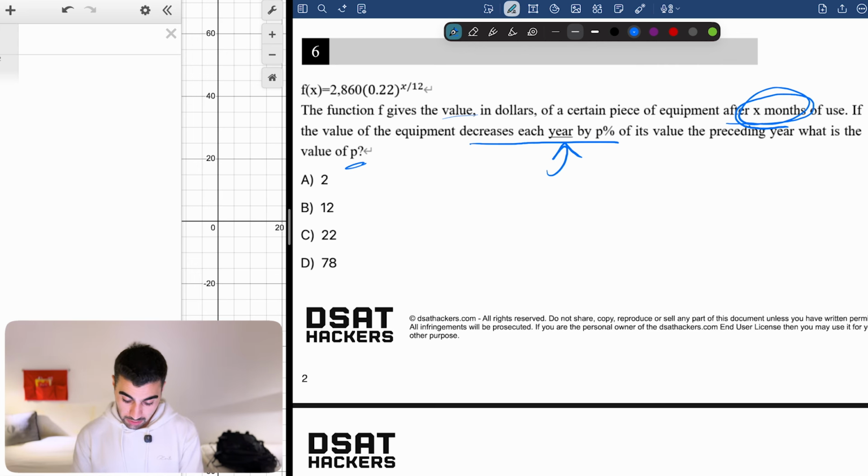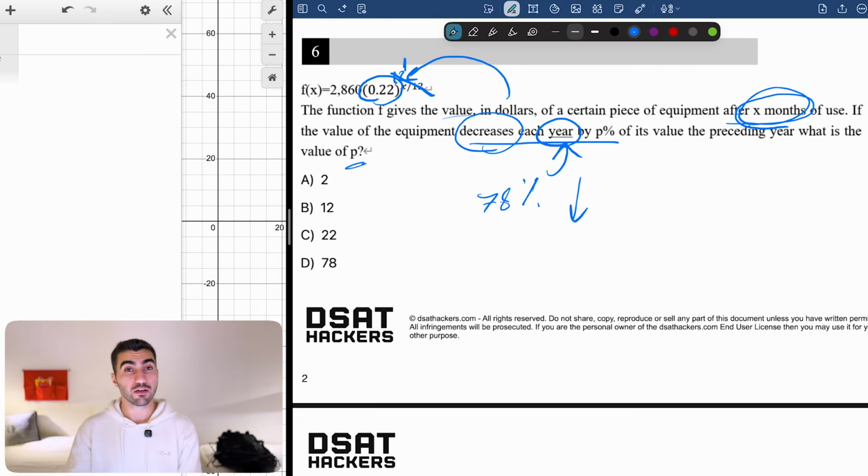So if it is decreasing each year, convert this into months because x is in months. So 1 year is 12 months. So I'm going to plug 12 in here. If you plug in 12, this is going to be 12 over 12, which is 1. So then the proportion, the rate of change, is going to be 0.22. So each year, or each 12 months, the value is being multiplied by 0.22, which means how much does it decrease in percent? It decreases by 78%. If it is becoming 22% of the previous time, that means it decreases by 78%.